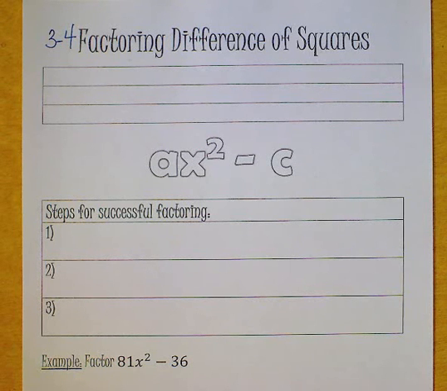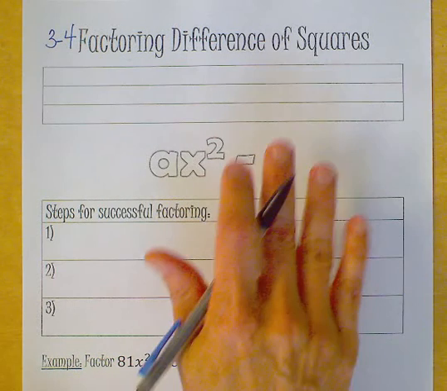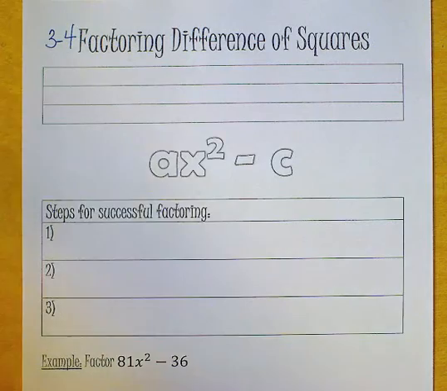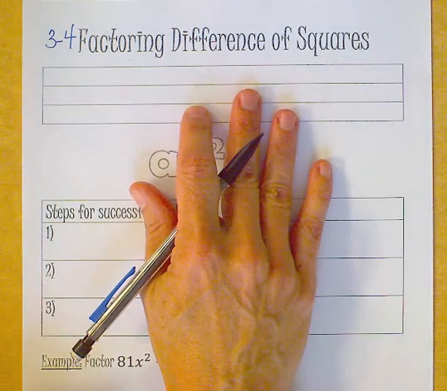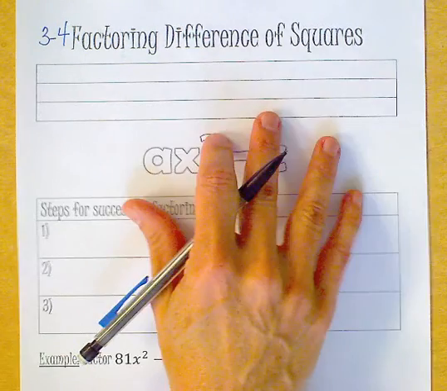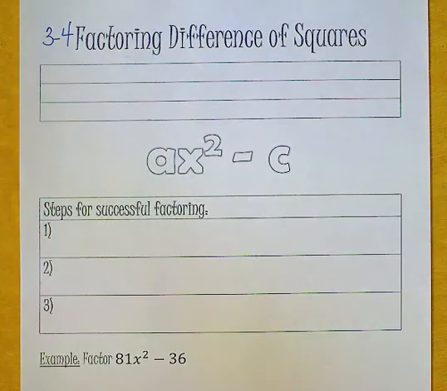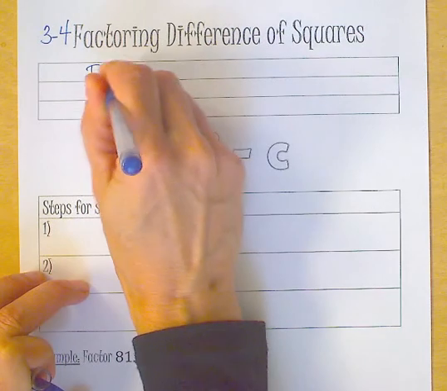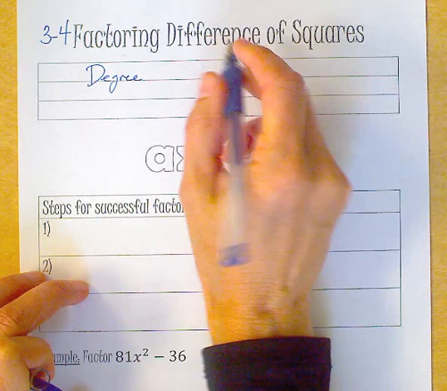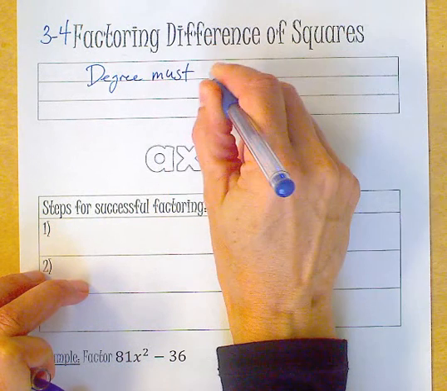Awesome. This is lesson 3-4, factoring difference of squares. We're going to put down the conditions that you have to have in order to use this special pattern. So the first condition is that the degree must be even.